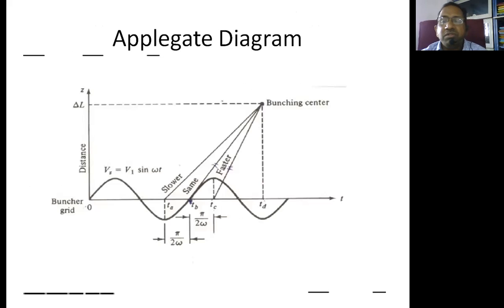This diagram is known as an Applegate diagram, if you see. This is nothing but the time of travel of the signal. Now this is going to be the distance in the repeller space, the distance covered by the electrons in the repeller space. In forming the bunches, this entire L is the distance between the cavity gap and the repeller space. We discussed this repeller space as L. So this is something like delta L. So what is delta L now?